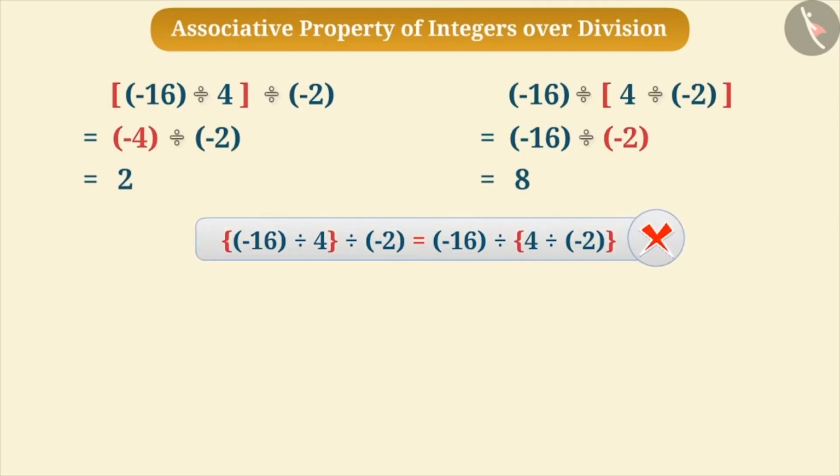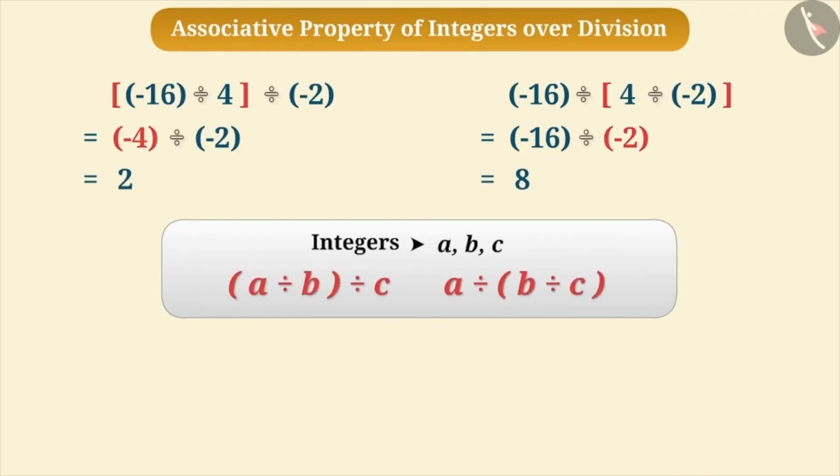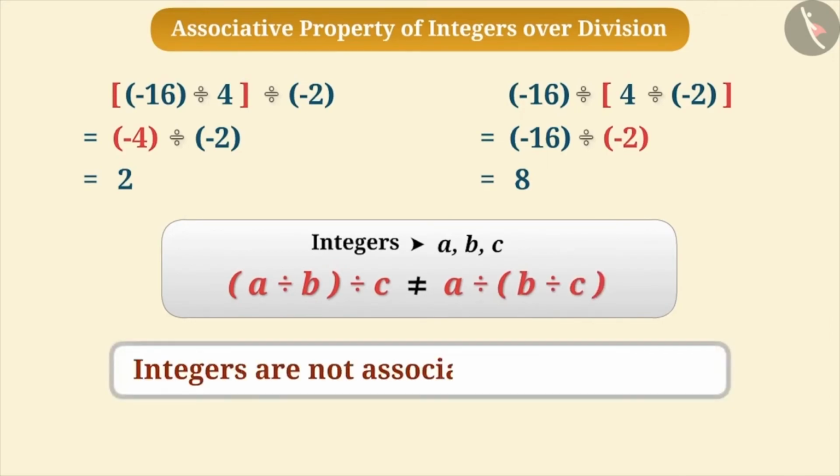In general, for any 3 integers a, b, c, (a ÷ b) ÷ c is not equal to a ÷ (b ÷ c). Therefore, we can say that integers are not associative over division.